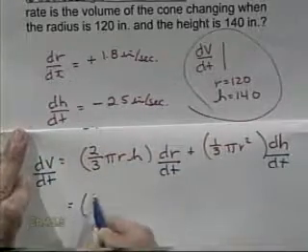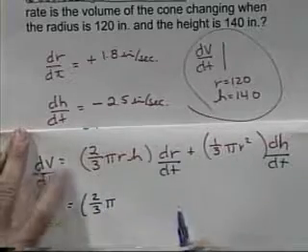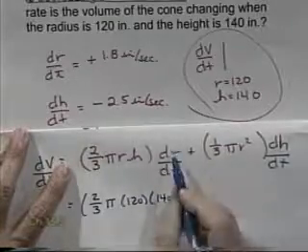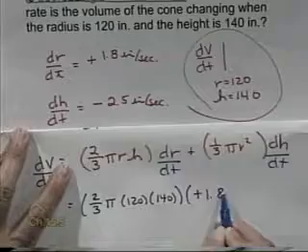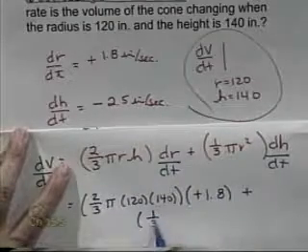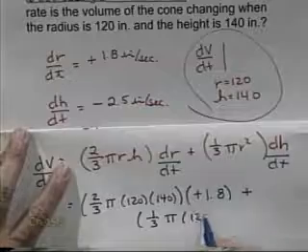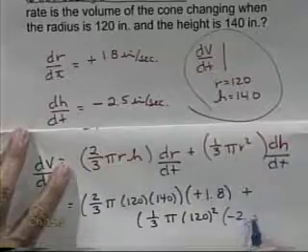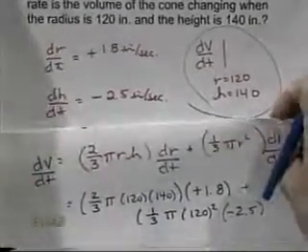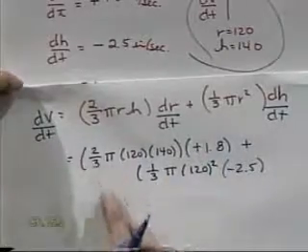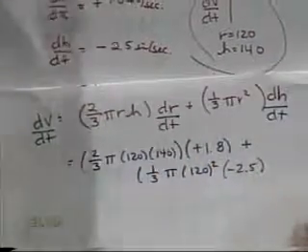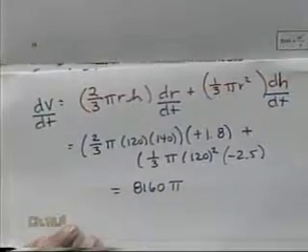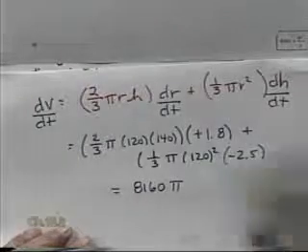So let's see. I have 2/3 pi. My r is 120. My h is 140. And dr/dt is plus 1.8, plus 1/3 pi. My r is 120. And there's no h to plug in, but dh/dt is negative 2.5. Now, if you leave pi in the answer, treat pi like an x, and multiply this out, plus multiply this out with your coefficients, you'll end up with 8160 pi. I don't feel like turning on the calculator, but you just simplify that and you get that.